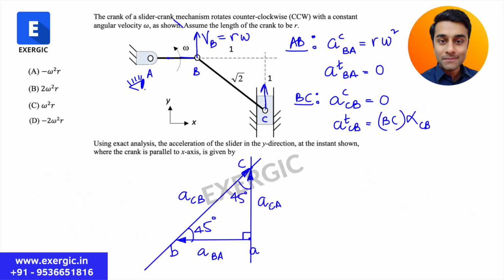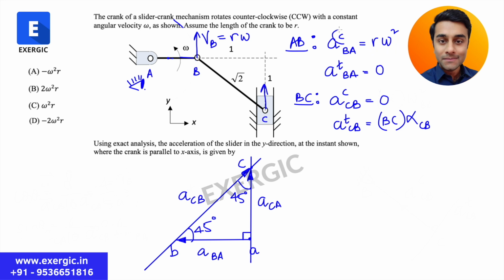And now you have to decide this value. Think of any other values that you know. ACB, how much is that? BC multiplied by alpha CB. Alpha CB is not known to you, nothing is known about it. And what about this value? We know this value. It has been given to us, the values of R and omega.